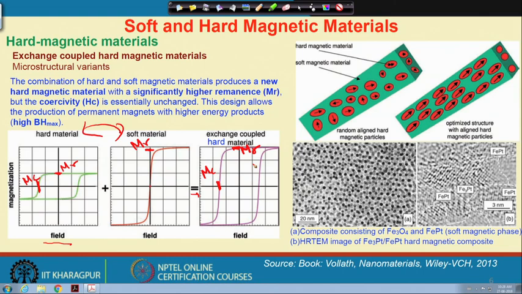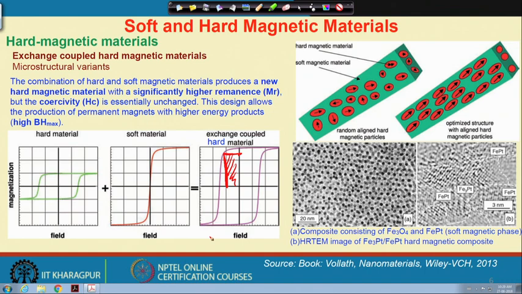The exchange coupled hard magnetic material is a microstructural variant, a combination of hard and soft magnetic material that produces a new hard magnetic material with a significantly higher remanence, that is the M_r here, and coercivity which is essentially unchanged. You can see the coercivity does not change here, but I am getting a higher M_r. So, during demagnetization we will get a larger area under the curve, which is the BH max. So, higher BH max can be produced.